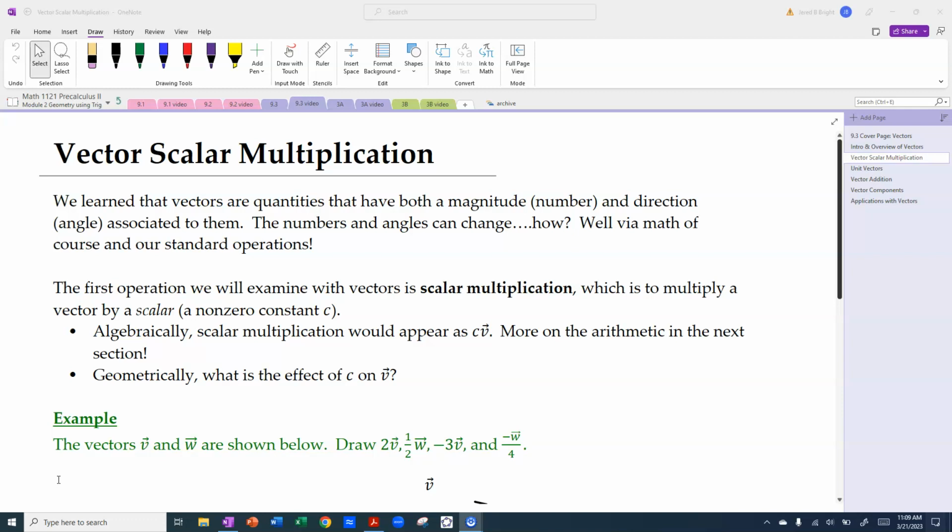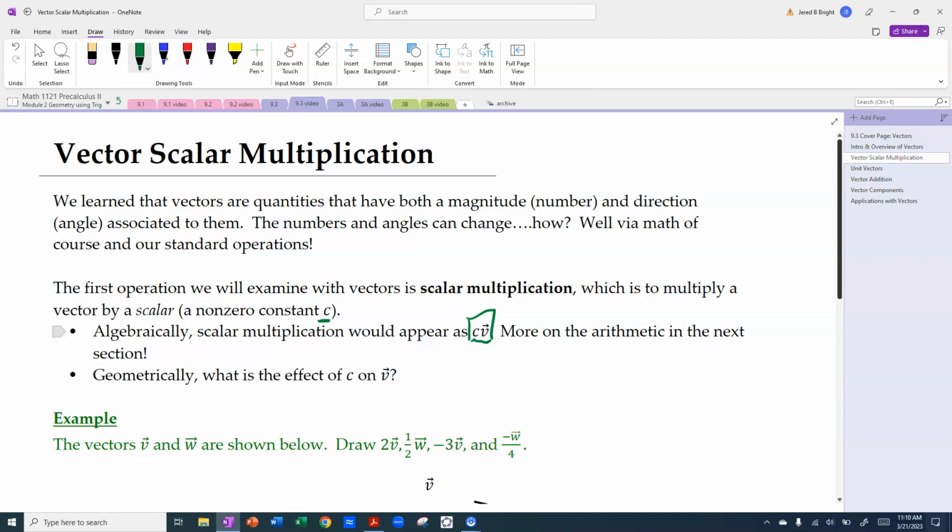Okay, the first operation we're going to do with vectors, or the first way to change a vector, is through an operation called scalar multiplication. And so we just learned that scalars are a number, right? So what we're going to do is just take a number times a vector, and well, what does that do? Okay, and so we see that algebraically, if we do scalar multiplication by, say, a number c, we just have it represented in this form cv. c is a number, okay?